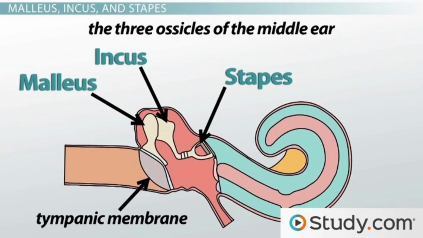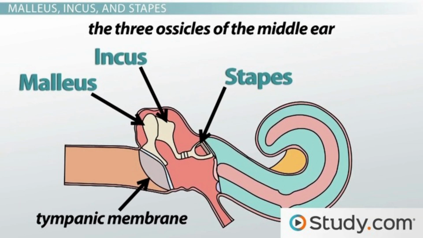The malleus. The malleus is one of three ossicles in the middle ear which transmit sound from the tympanic membrane, or eardrum, to the inner ear. The malleus receives vibrations from the tympanic membrane and transmits this to the incus. The incus. The incus, also known as the anvil, is the middle of three small bones in the middle ear. The incus transmits vibrations from the malleus to the stapes. The vibrations then move to the inner ear.